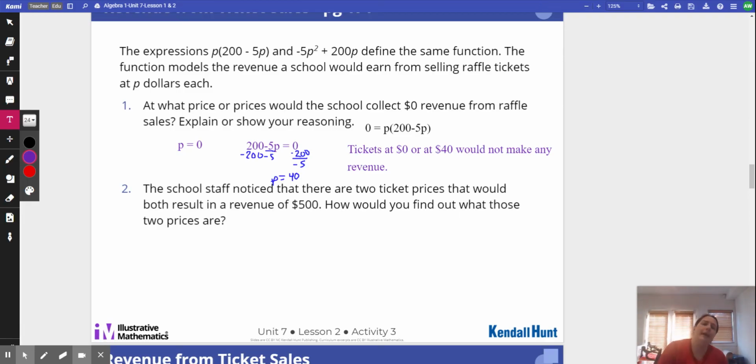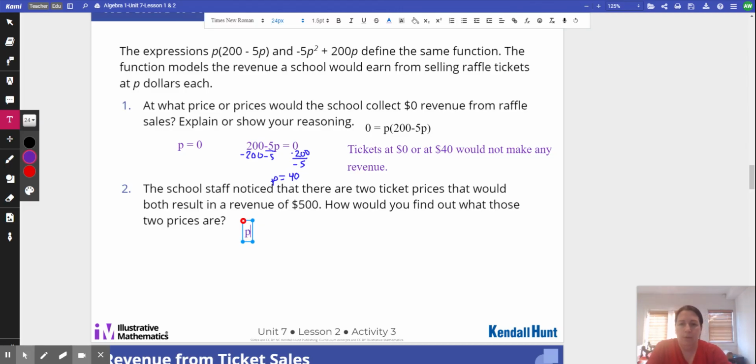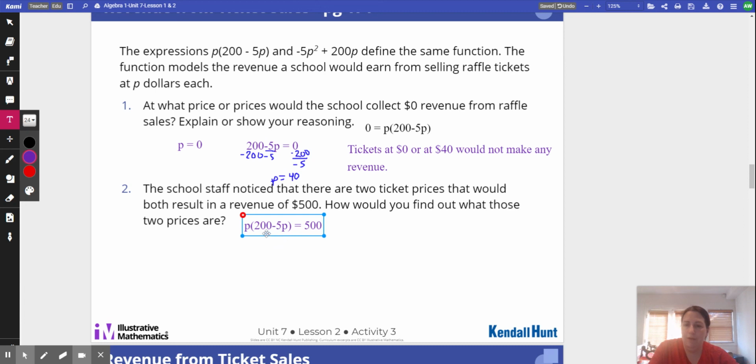All right, so the school staff noticed that there are two ticket prices that would both result in a revenue of $500. How would we find out what those two prices are? We could set our equation, p times 200 minus 5p, equal to $500. Then we have to solve to find when our expression equals 500. And they said there are two times when this happens.